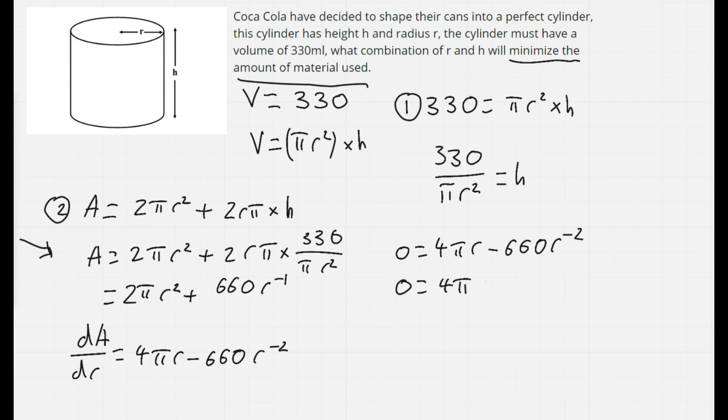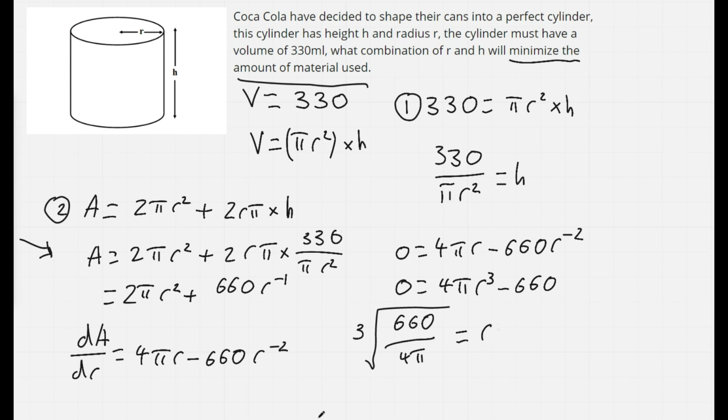So I get 4 pi r cubed minus 660. I can add 660 to both sides and divide by 4 pi, and finally cube root. And this here is our value of r for when the surface area will be minimized.